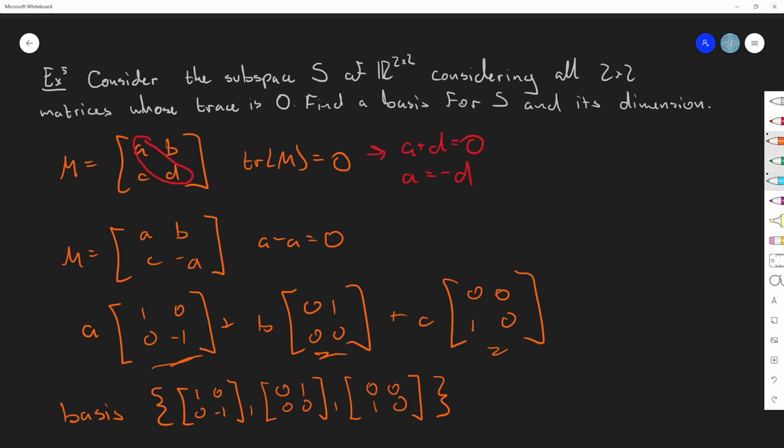And that's it. Our dimension, well, you just count it off: 1, 2, 3. So our dimension is going to equal 3. And that's pretty much it.